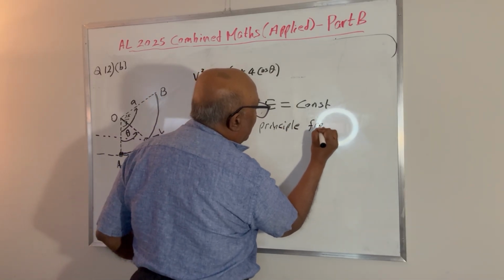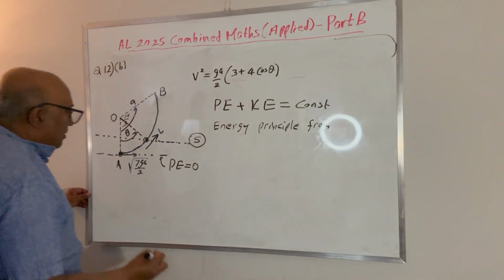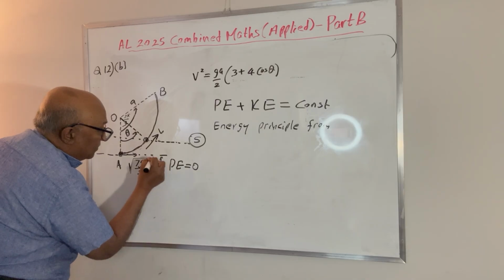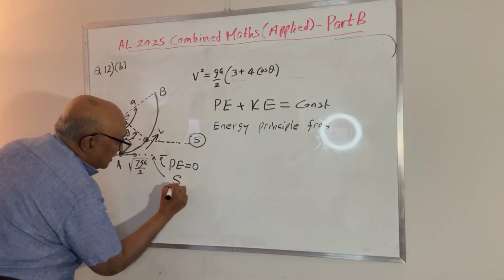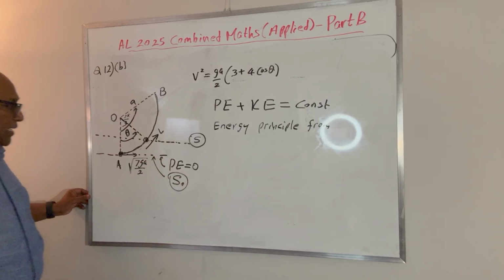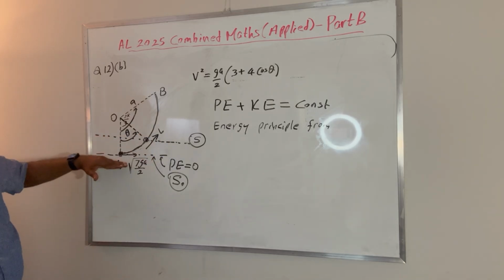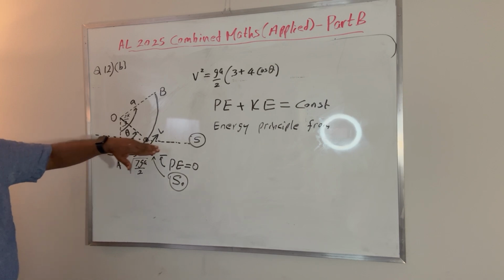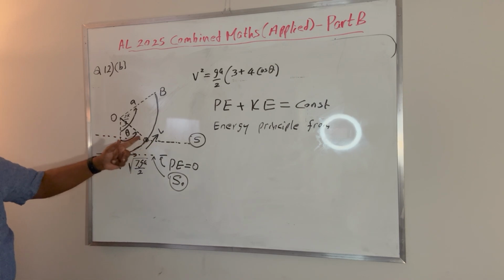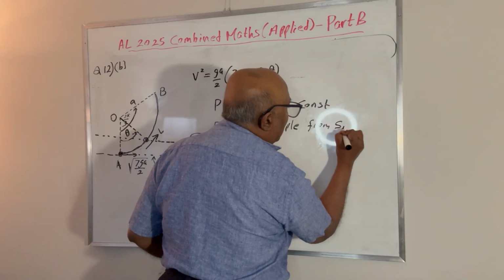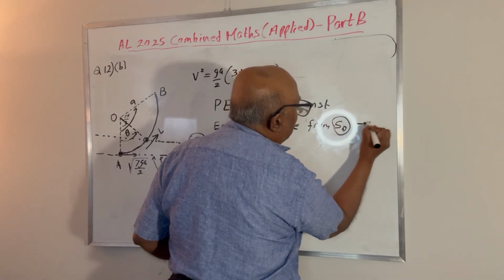Let's say this initial level is S naught. I rename this as S naught. This is the initial level and this is the final level. The initial level is the level through A. The second level is the level it passes when it has turned through angle theta. From the level S0 to S.